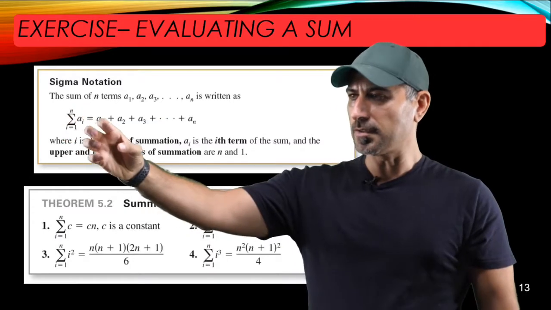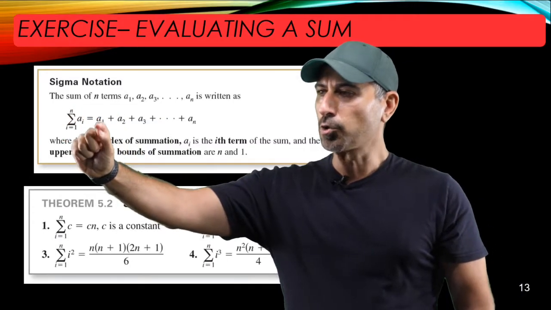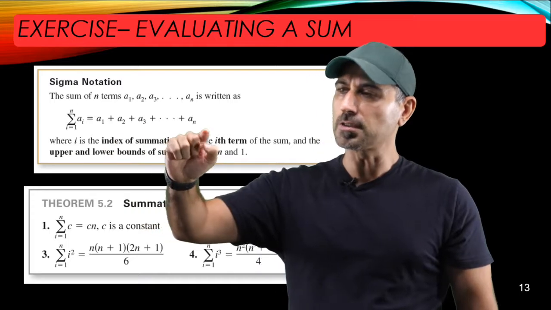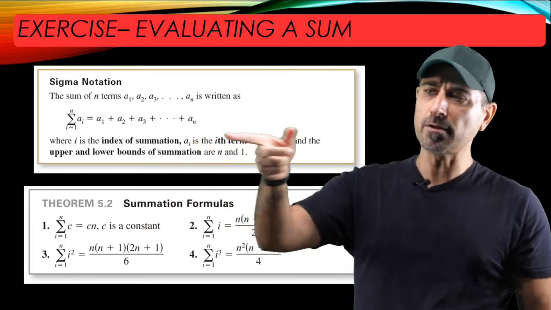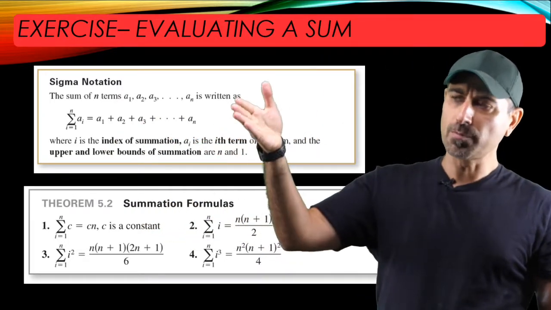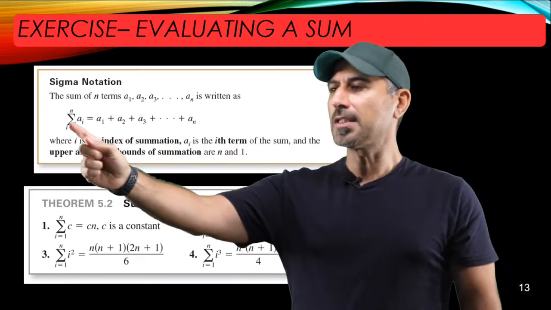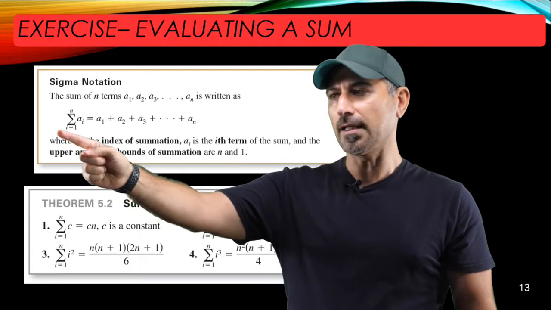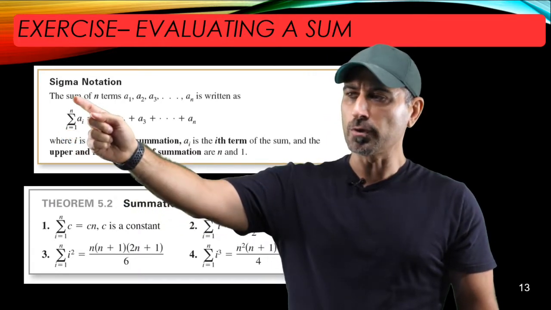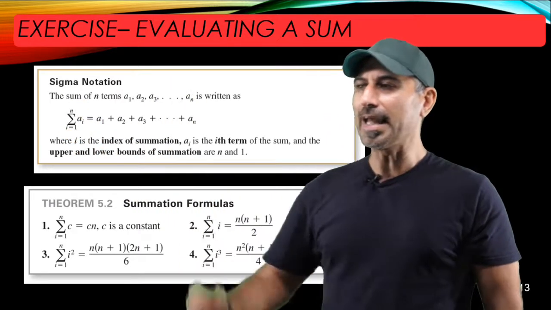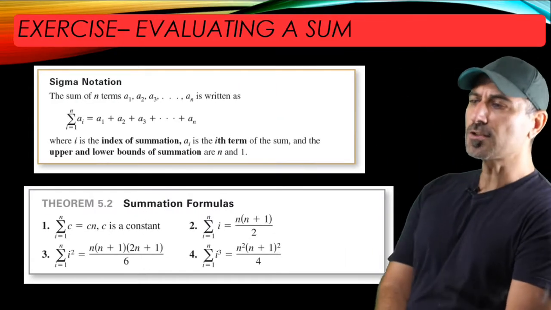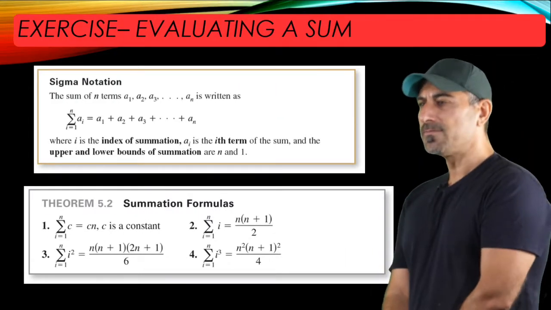So it's essentially a shortening of the sum notation, because if you have a million terms, you don't want to write it all the way out, a_1 plus a_2 plus a_3 all the way to a_1 million. You represent that by the sum. You just say i starts from 1, goes all the way to 1 million, and this is still a_i. And we have summation formulas, and these are pretty nice to know.